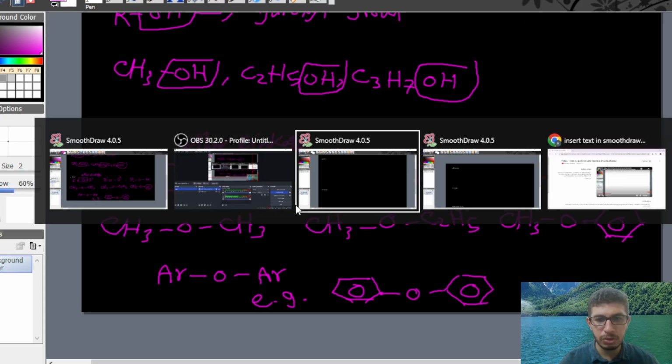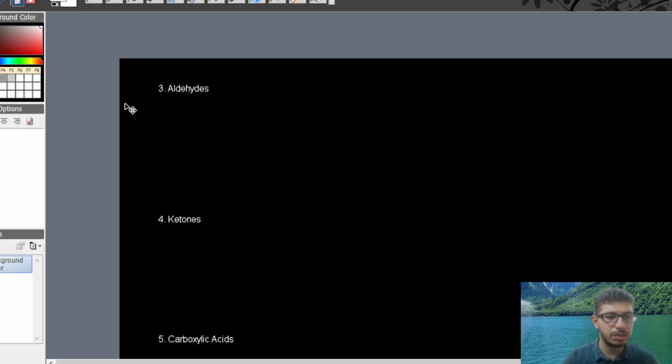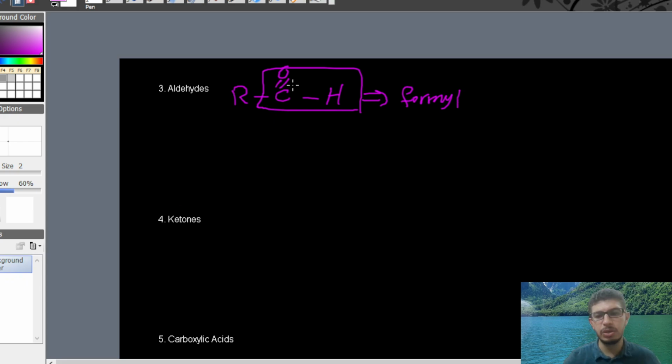So let's move on to the third category, which is the aldehydes. So let's check the aldehydes here. Okay, an aldehyde would be an alkyl group attached to a formyl group. This is called a formyl group, C double bond O, H. So an example of this would be CH3, C double bond O, and here is H.